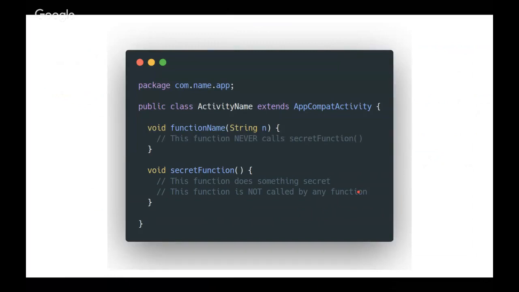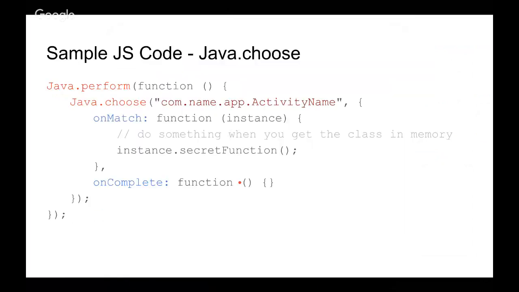Now this is what the code looks like. You have a secret function, and you have the function name which gets executed, but none of these functions is going to call the secret function. This secret function gets called only if some logic is met, or may not be called at all. This is how Java.choose works: you have onMatch, where you have the definition of what you are going to do, and onComplete.